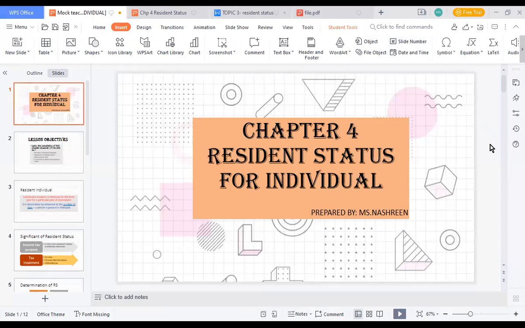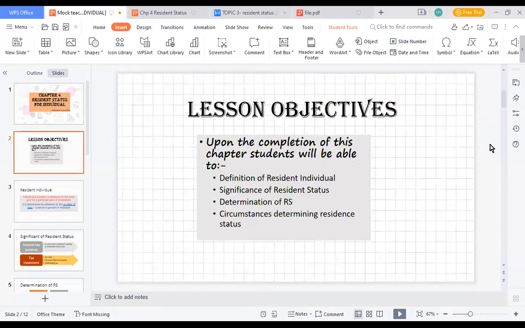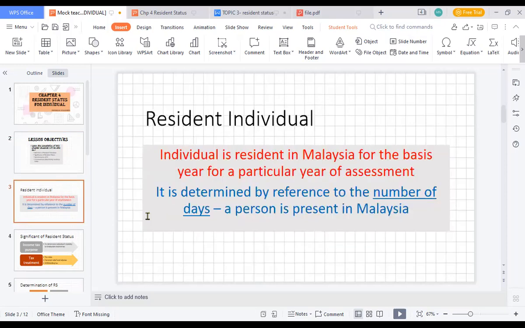So, for chapter 4, this is all about resident status. What we will learn in this chapter is the definition of resident individuals, the significance of why we want to determine the resident status of an individual, and then the determination of resident status. RS here means resident status, and then the circumstances determining resident status.